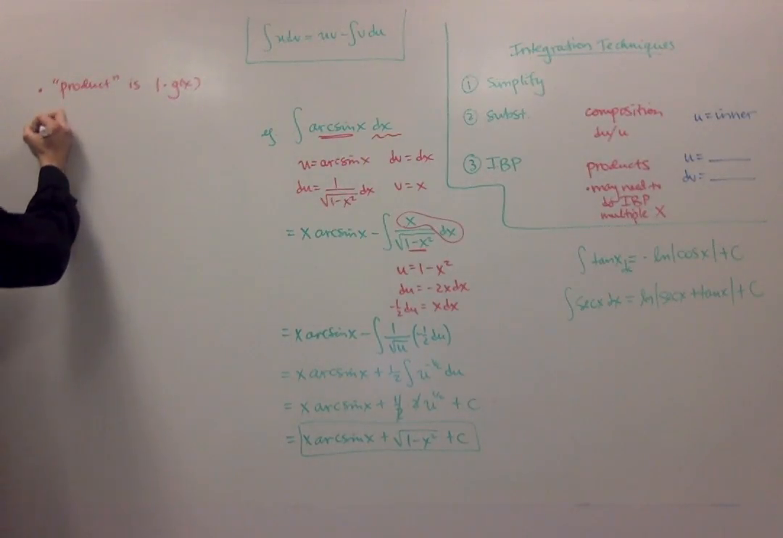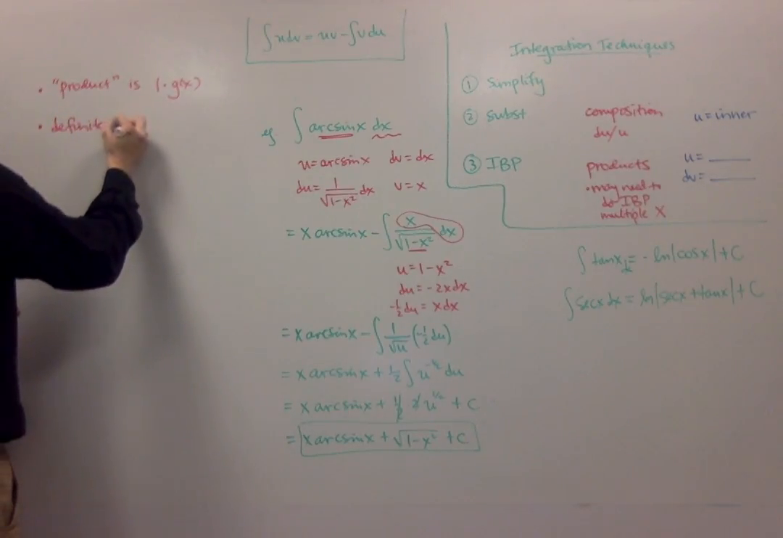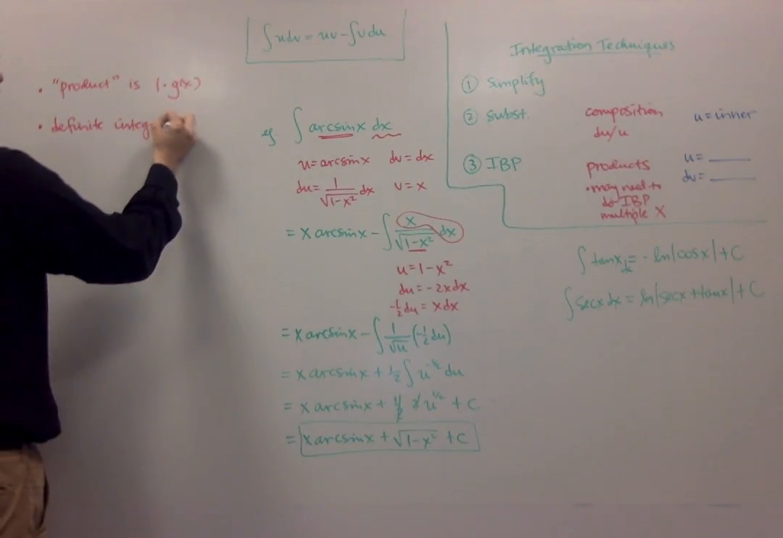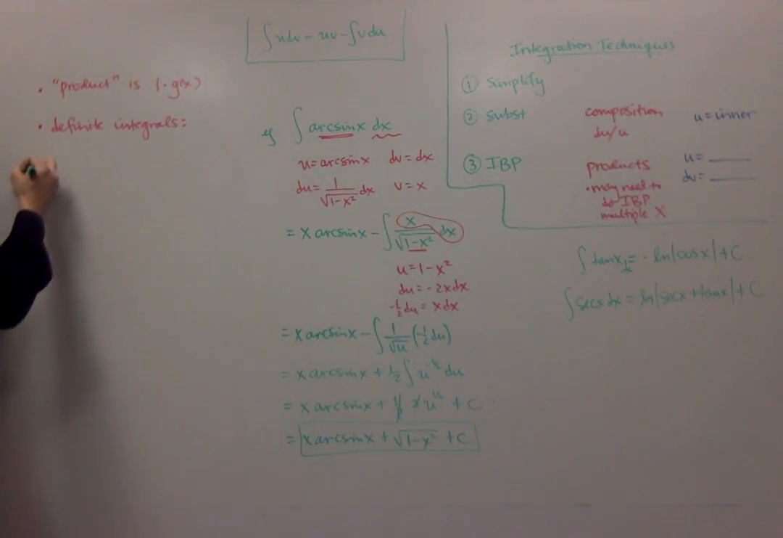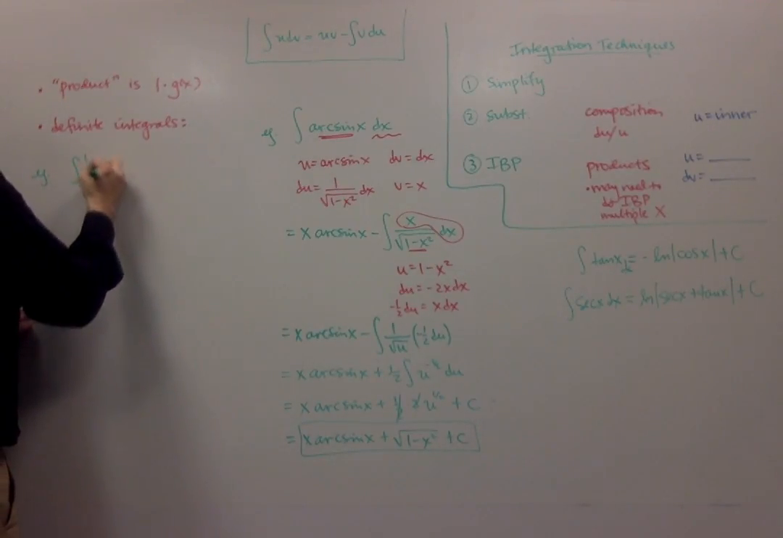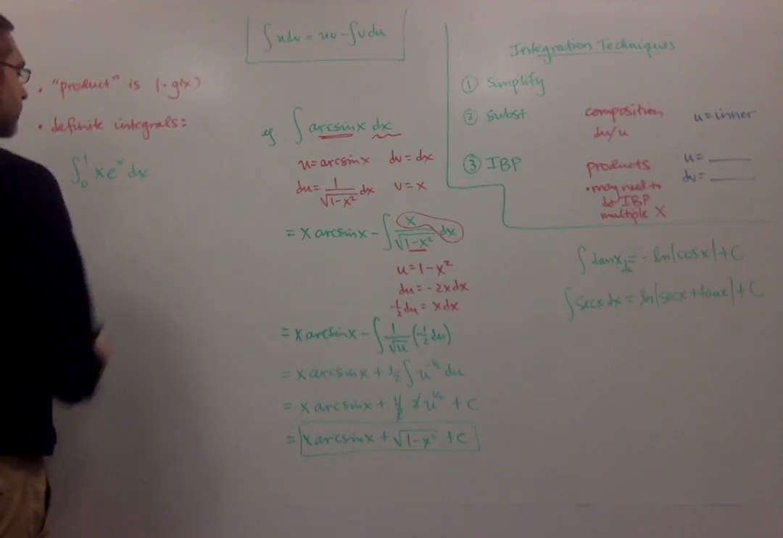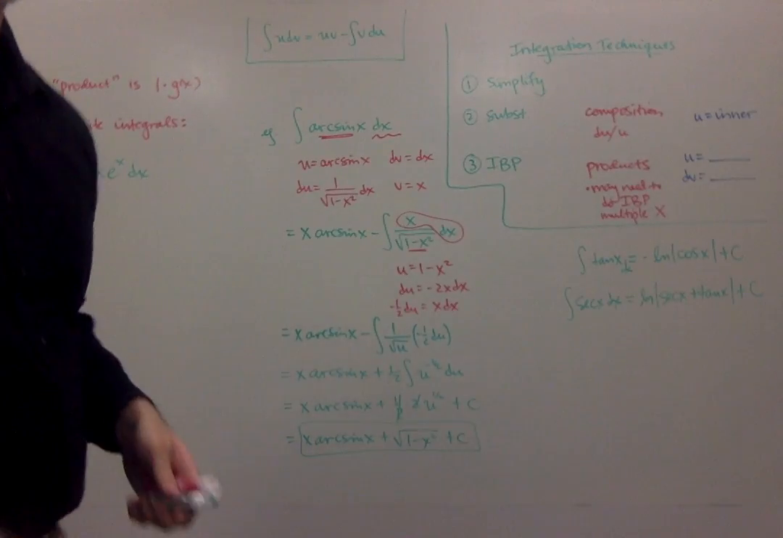Okay, another thing that I need to mention is how do we do this with definite integrals? Okay, here's what I mean by that. So let's go back to a problem that we did originally. The integral from 0 to 1 of x e to the x dx. But now, instead of being just a general integral, we're going to do it from 0 to 1 this time.